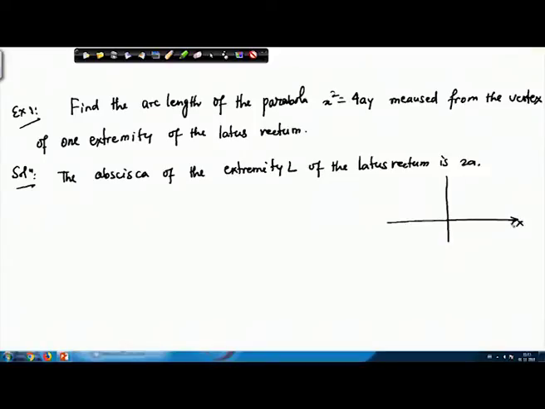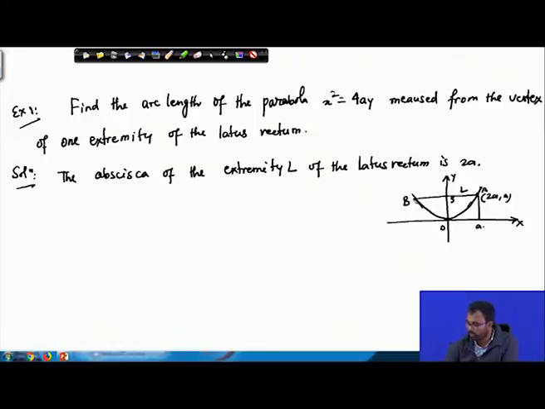So this is our x-axis, this is our y-axis, that's the origin, and this is our parabola passing through the origin. All right, and this is our latus rectum, so L, and that's 2a. So this point is A, and this is our point B. So we have to calculate the arc length from here to here, and this is basically the extremity L of the latus rectum.